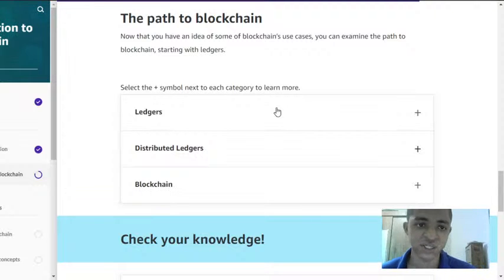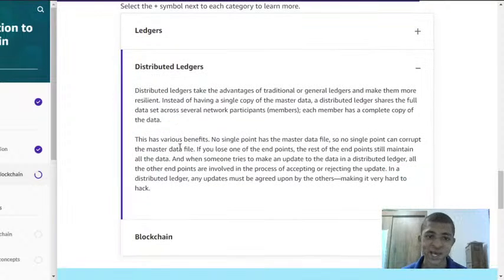The path to blockchain. Now that you have an idea of some blockchain's use cases, you can examine the path to blockchain starting with ledgers. Distributed ledgers take the advantages of traditional general ledgers and make them more resilient.